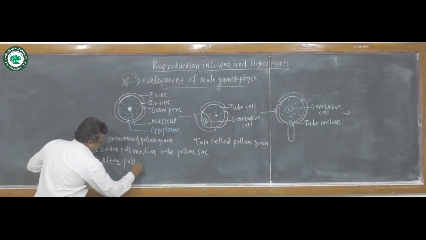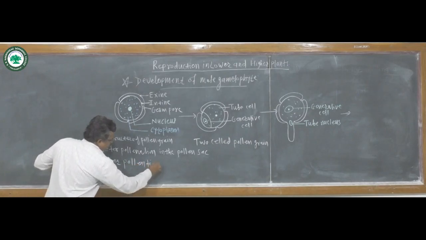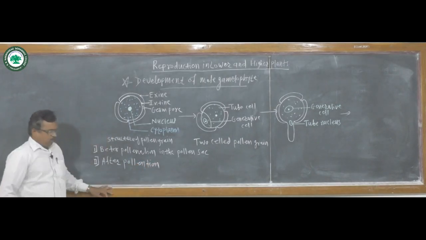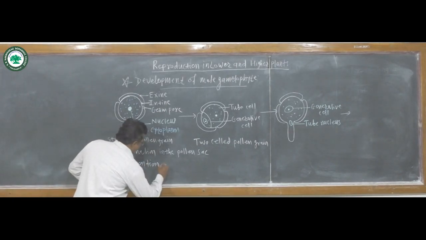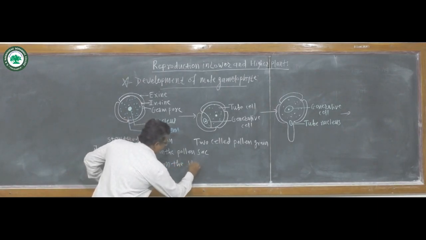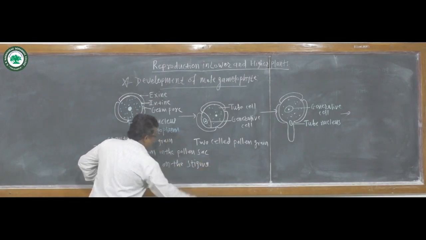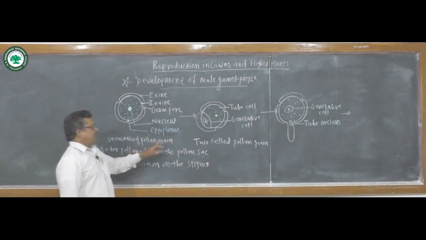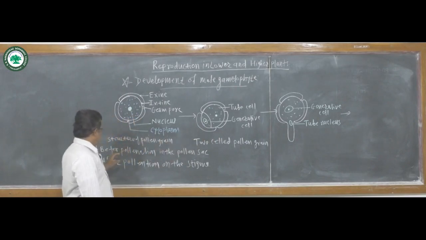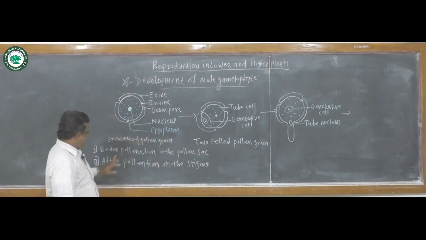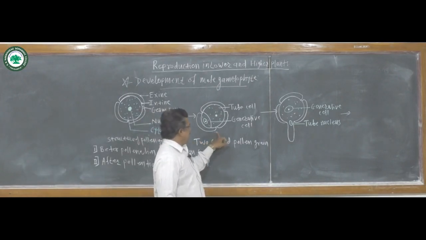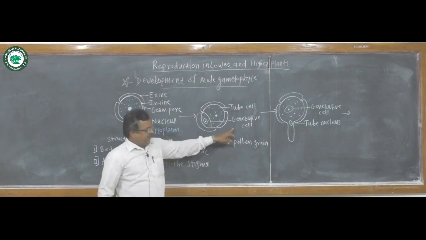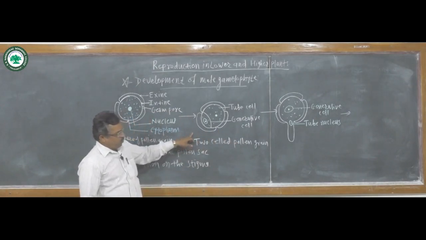After pollination on the stigma. Up to the two-celled condition is the first stage, before pollination. Then after pollination, in the two-celled condition, when the wall of the anther ruptures, pollen grains are transferred on the stigma.